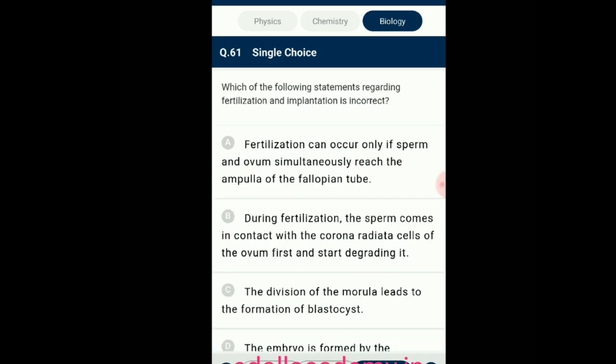Question number 61. Following statements regarding fertilization and implantation is incorrect. During fertilization, the sperm first comes in contact with the zona pellucida layer of the ovum. Certain enzymes are released by the acrosome of the sperm. These enzymes cause certain changes in the zona pellucida layer. Thus, the entry of further sperms is prevented. So, the answer for this question is option B. During fertilization, the sperm comes in contact with the corona radiata cells of the ovum first and starts degrading it. So, the correct option is B.